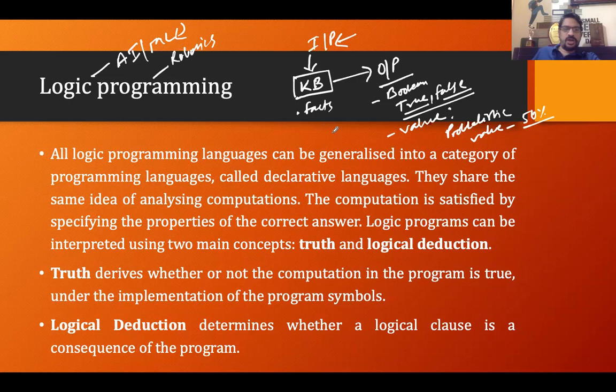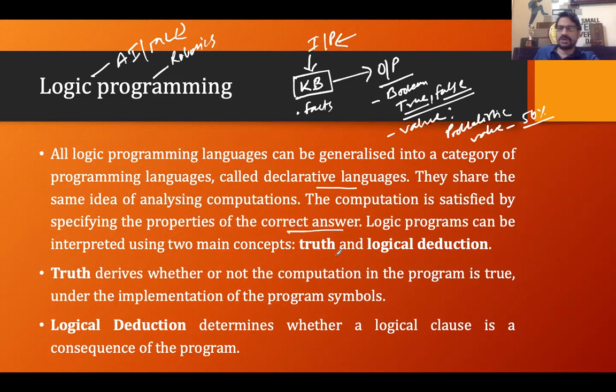Now let's talk about logical programming and try to understand more. All logical programming languages can be generalized into a category of programming language called declarative language. It means first we declare something, and based on the declaration, we put the query, and then it will give the result. They share the same idea of computation.